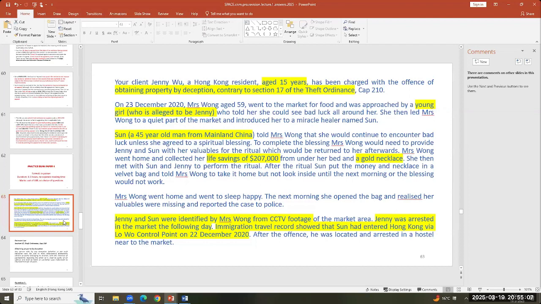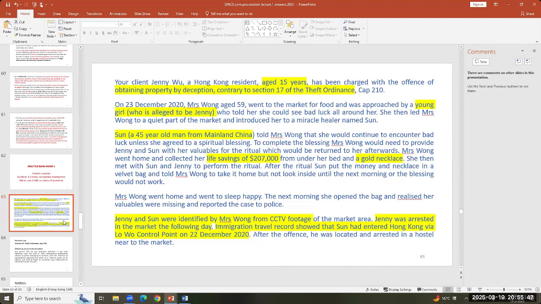Now, why are these dates significant, right? We need to think about, remember, be suspicious, right? Why are we being given the dates here? The offense happens on the 23rd of December. He's come into Hong Kong on the 22nd. What's the significance of that? He only had to pay for one night in a hotel. Is that the relevancy? What do you think is the relevancy of it? Right. He's come to Hong Kong to commit this offense, is the relevancy.